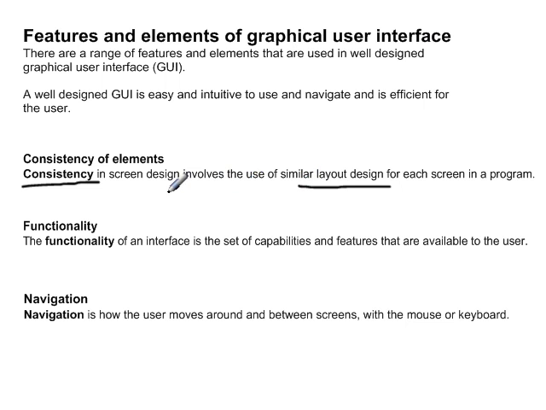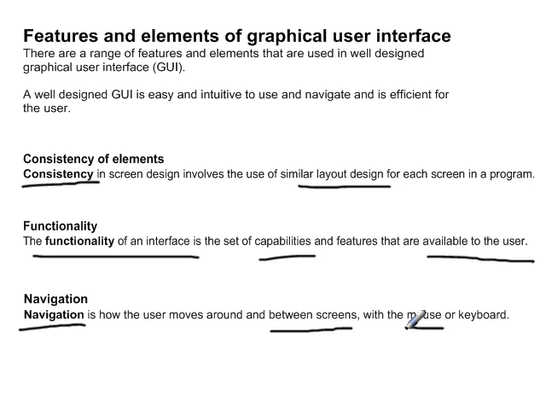Next thing is functionality. What actually does the interface do? What are its capacities and what's available for the user to use in your program? And last feature we're going to look at is the navigation of your interface. How do you move around the interface? And that also involves the consistency in regards to where those elements are placed, how it can do it, and it looks at using your mouse for buttons and using things like keyboard shortcuts.